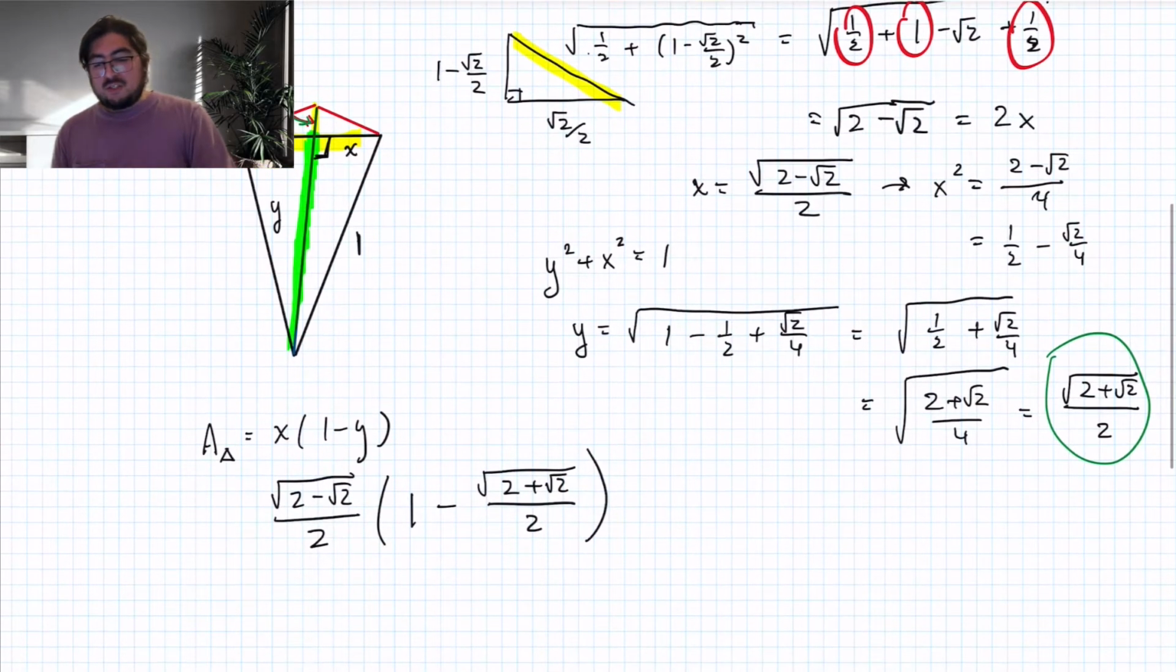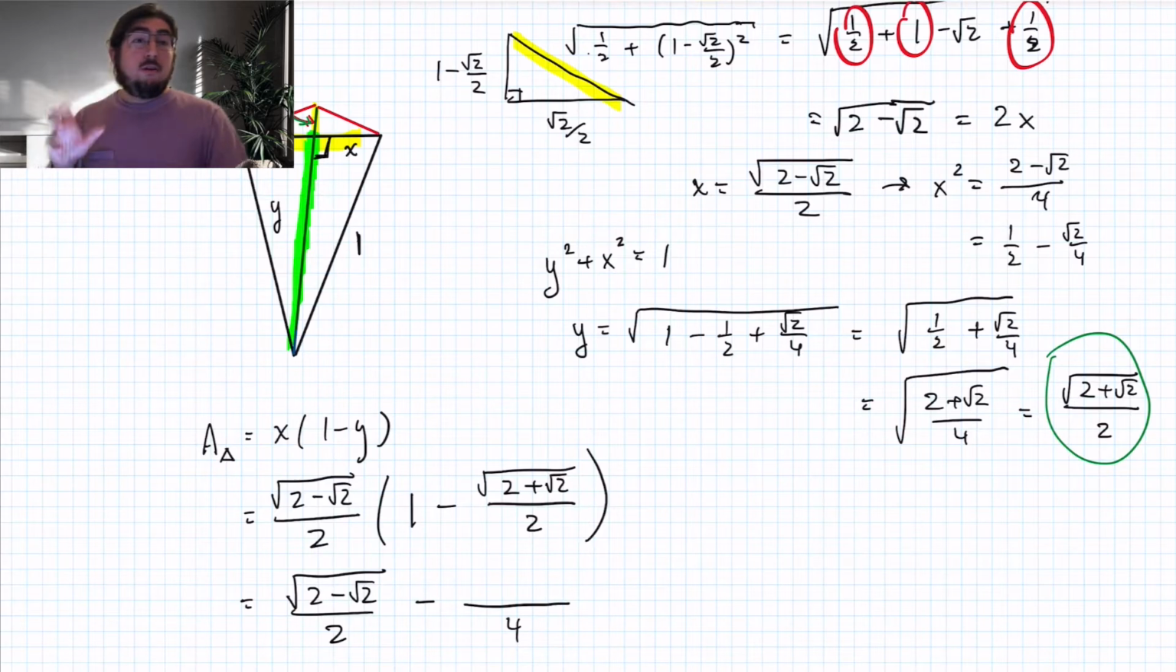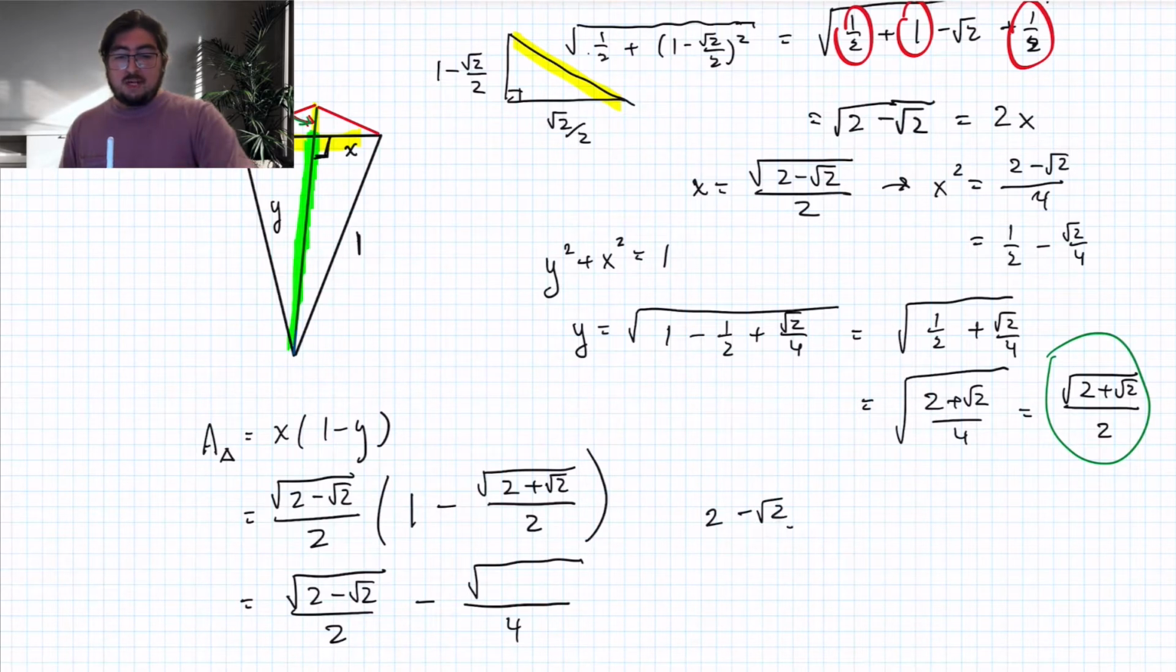Great, so now all we have to do is distribute, and we'll get the first quantity being just itself times 1, which is that, minus something all over 4. Now the great news is we have a radical times a radical, so it's just the product of the radicals inside of a radical. And even better, inside, multiplying those things, they're conjugates. So the question is, what is 2 minus radical 2 multiplied by its conjugate, 2 plus radical 2?